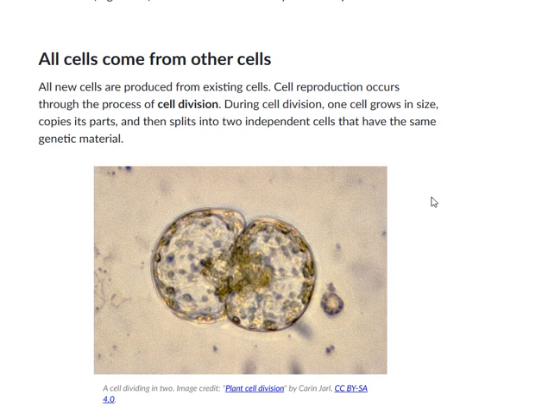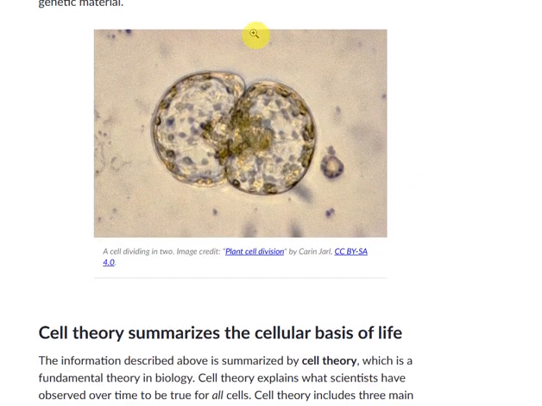All cells come from other cells. All cells are produced from existing cells. Cell reproduction occurs through the process of cell division. During cell division, one cell grows in size, copies its parts, and then splits into two independent cells that have the same genetic material. This is a cell dividing in two. See this? This used to be one big cell, and it split in half.